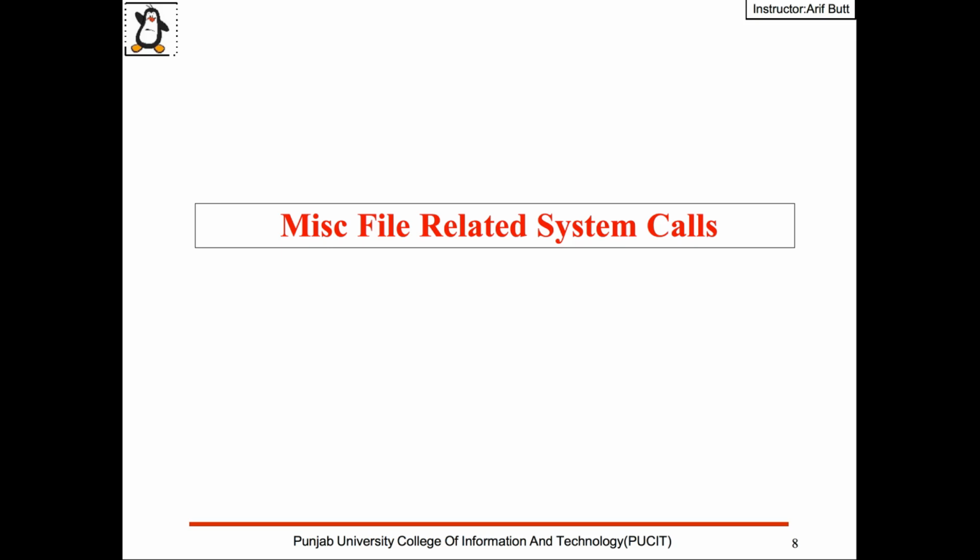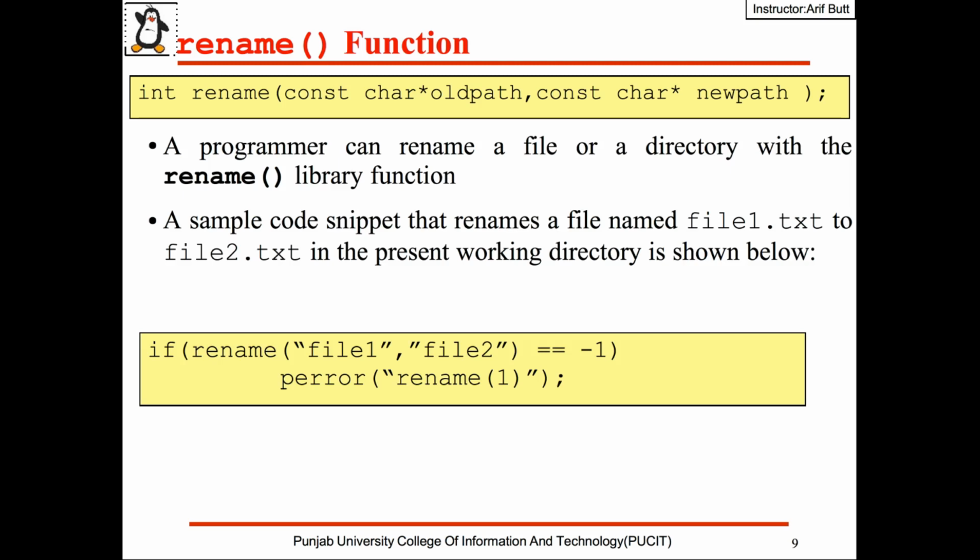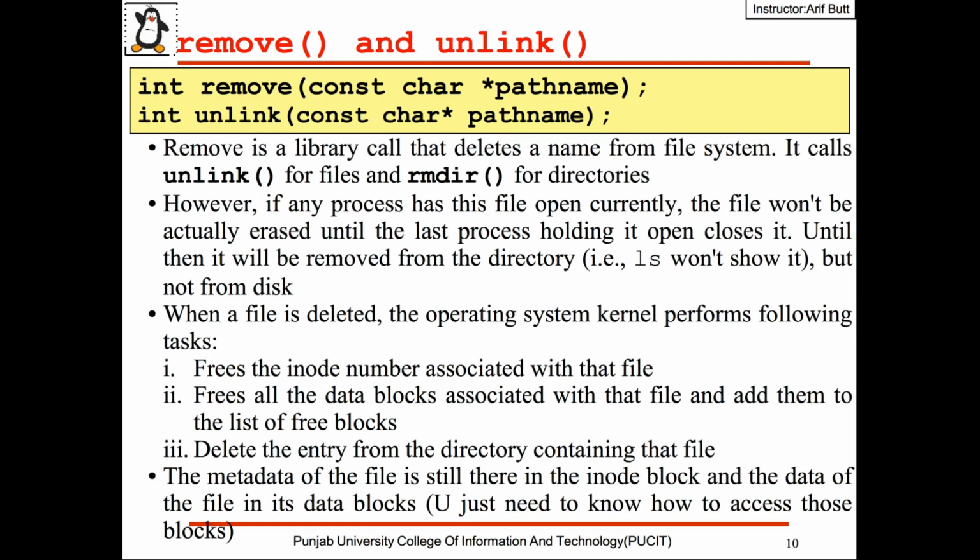Okay, now let me quickly go through some of the system calls that are related to file management. Well, this is the rename call. This is a library call that is used to rename a file. The old name, then you give the new name. 2 arguments are passed to it, and sample code is also shown. I think you should be able to write a hello world program that will rename a file.